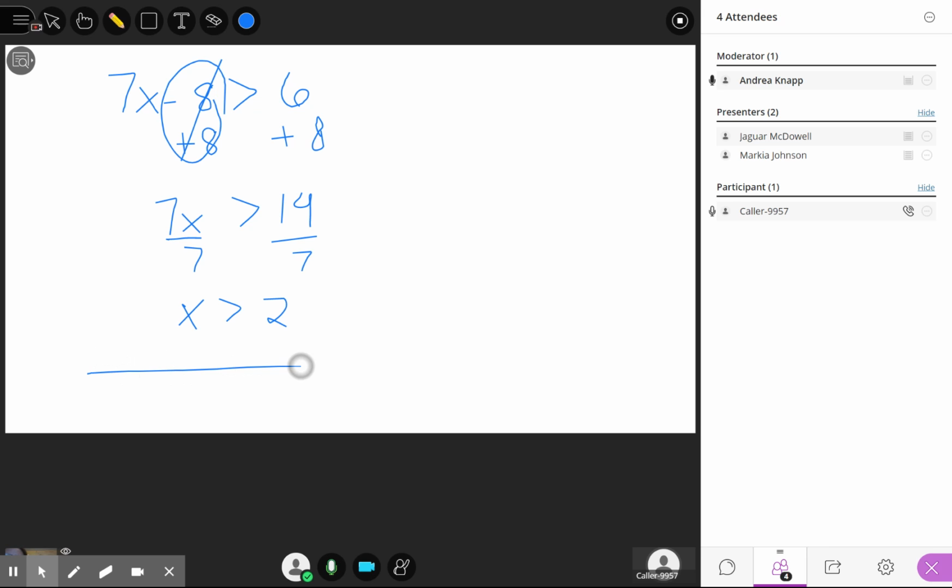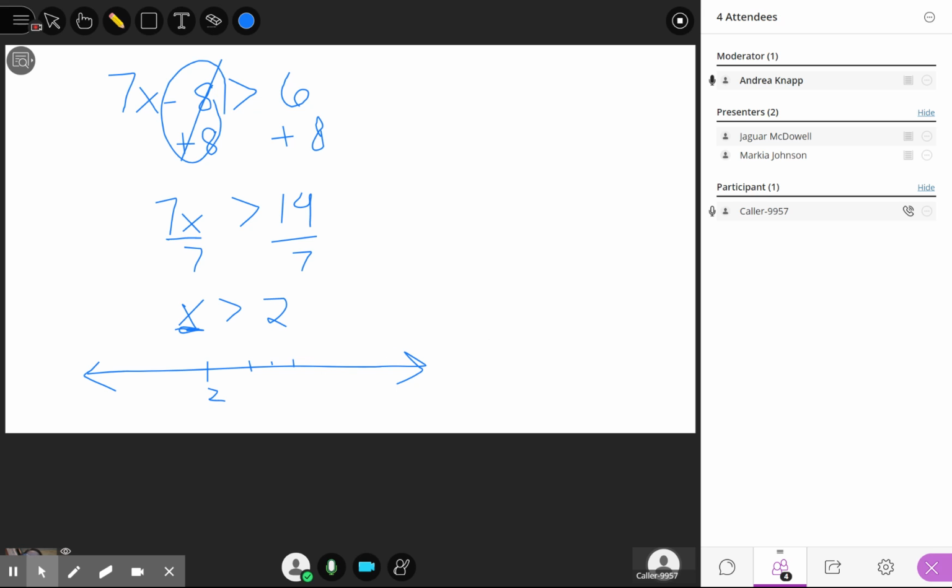Okay, now to graph that on a number line, we have 2. And what this is standing for is the x stands for any number bigger than 2. So any number bigger than 2 would be out here: 3, 3.5, 4, 100, 1,000,000, all that. All those numbers are bigger than 2.